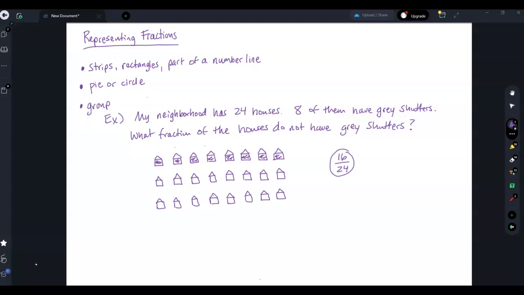So here's several different ways that we've talked about representing fractions, and you can also use manipulatives like the pattern blocks or Cuisenaire rods. One more thing I want to talk about here, though, is using a number line. So we're going to look at some examples of that.